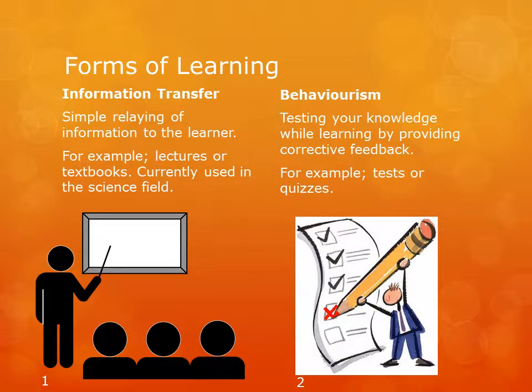There are 5 main types of learning that we focused on in this course. Information transfer is the simplest form of learning, and sometimes the least effective. It is the relaying of information to the learner, for example through lecture or through textbooks. This is very commonly used in the science field.